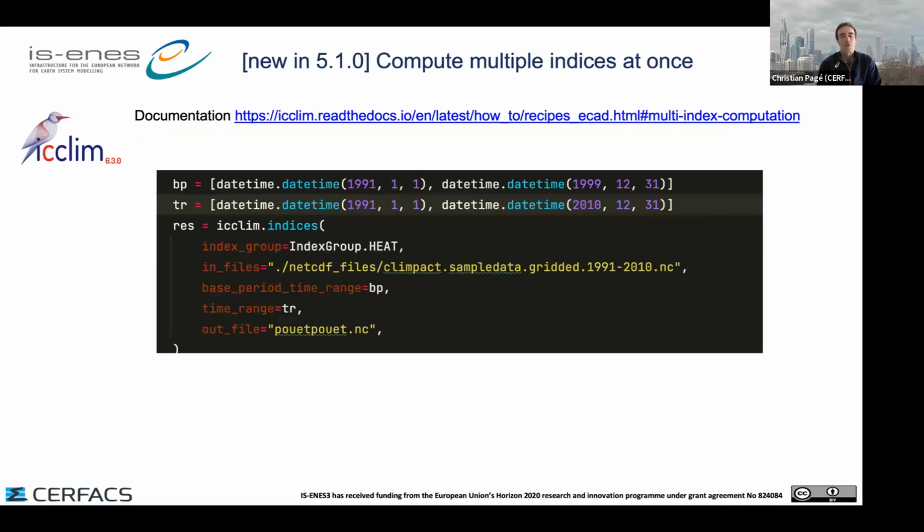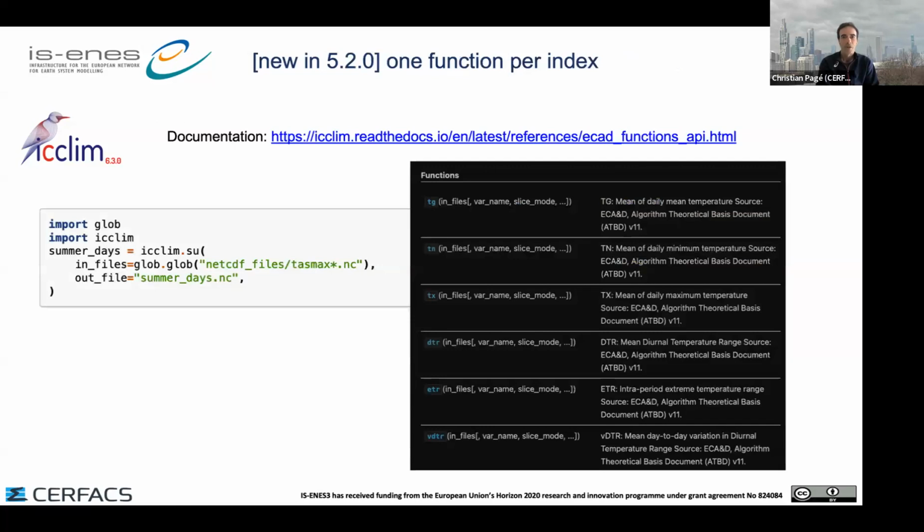Also, computing multiple indices at once. So we have some recipes available in the documentation. So we have groups of climate indices that we can calculate together, for example, the heat related group. So those are available also to make it easier for users.